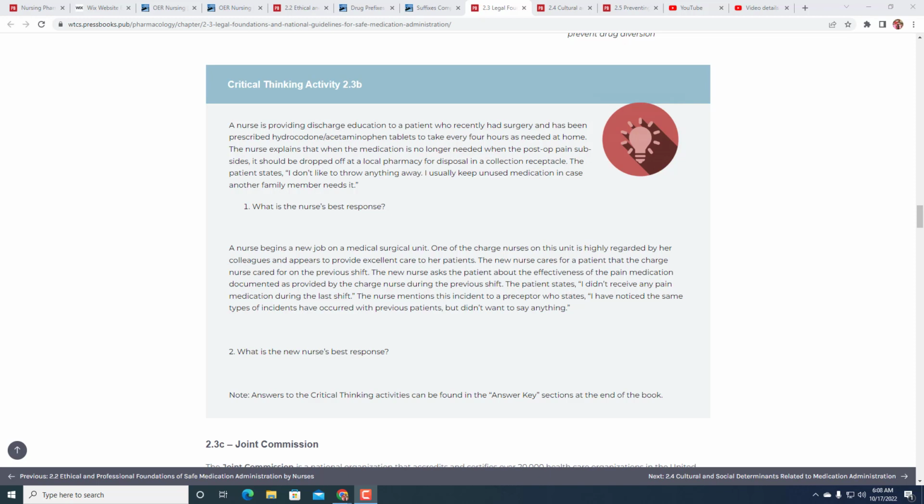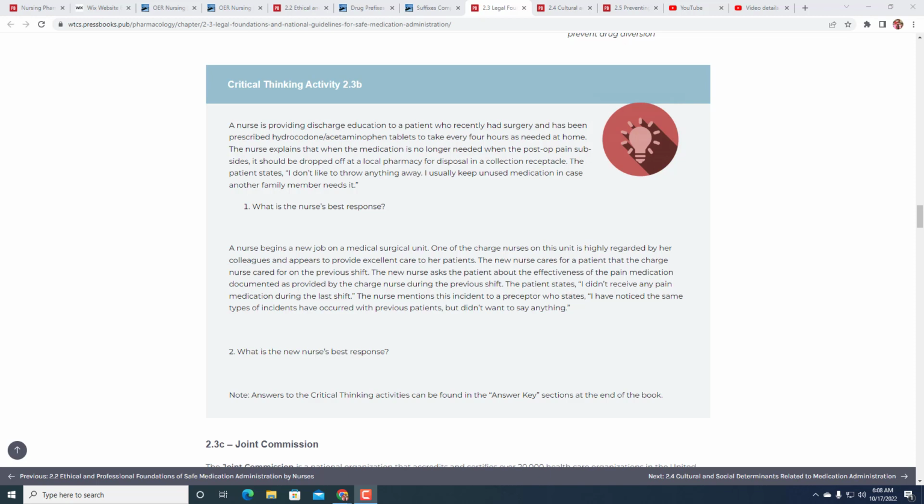Let's do number 2, or part 2 here. A nurse begins a job on a medical surgical unit. The charge nurse on this unit is highly regarded by her colleagues and appears to provide excellent care to her patients. The new nurse cares for a patient that the charge nurse cared for on the previous shift. The new nurse asks the patient about the effectiveness of the pain medication documented as provided by the charge nurse during the previous shift. The patient states, "I didn't receive any pain medication during the last shift."